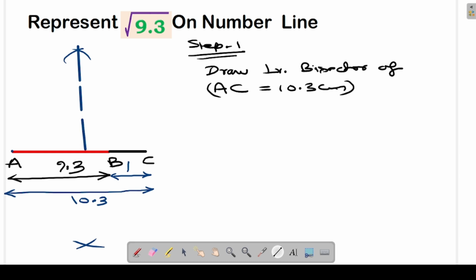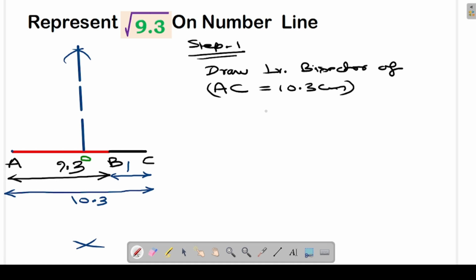So the perpendicular bisector of AC will touch AC at this point, and let's say this point is O. I am just mentioning it over here. This is the perpendicular bisector which we have drawn, and it is intersecting at O, marked in green.